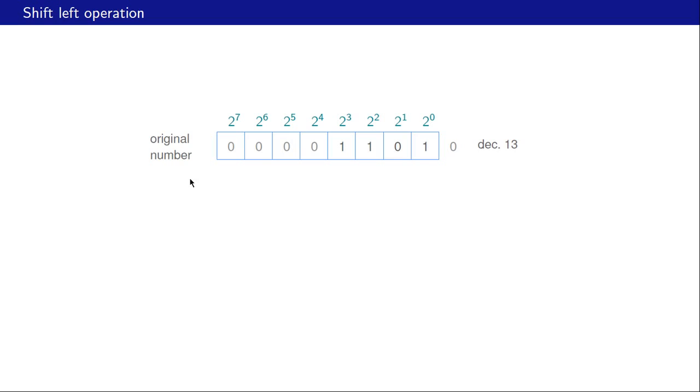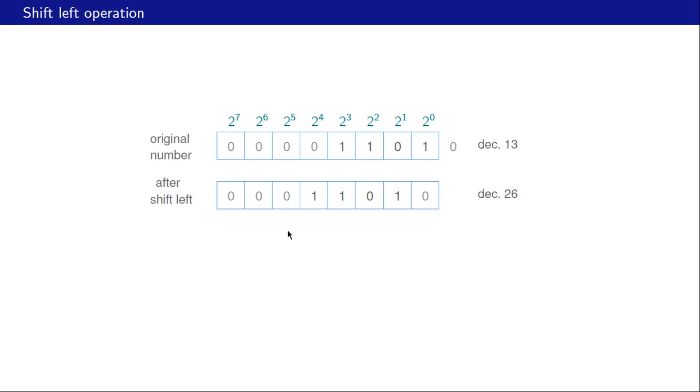Let us consider a binary number 1101 here, and see what happens to it when we perform a shift left operation. This number is 1 plus 4 plus 8, that is decimal 13. This one has a weight of 2 raised to 0. This one has a weight of 2 raised to 2, and so on. And now let us see what happens when we shift it left. And here is the result of the shift left operation.